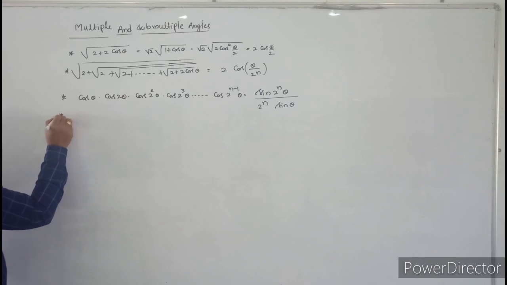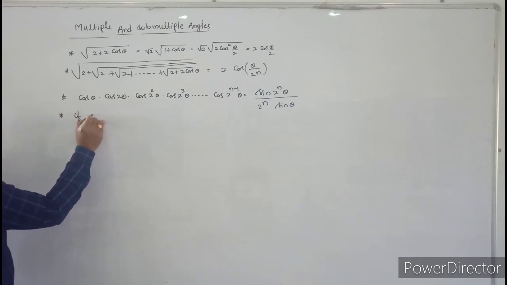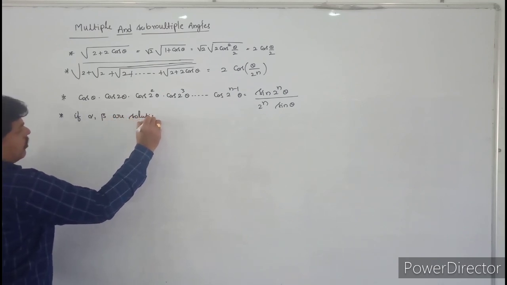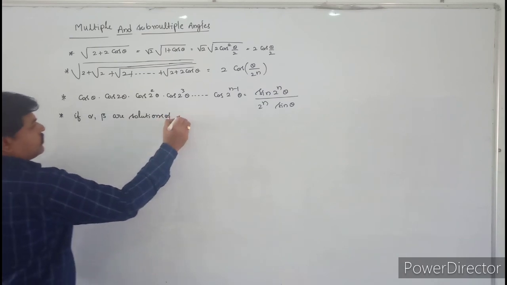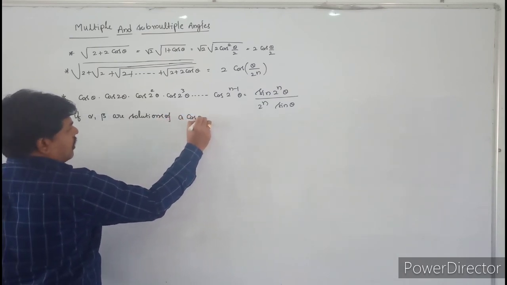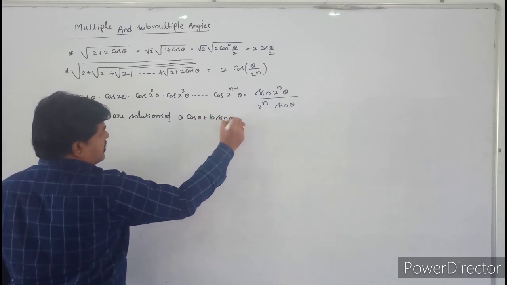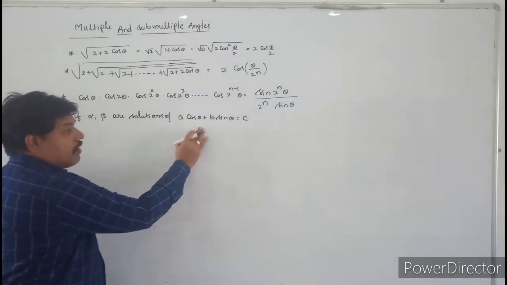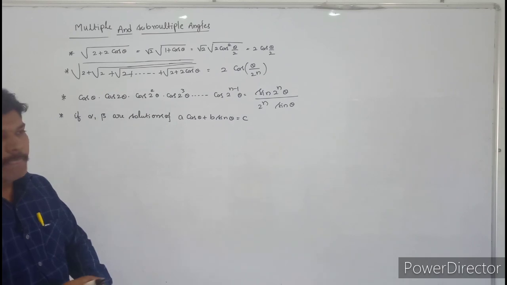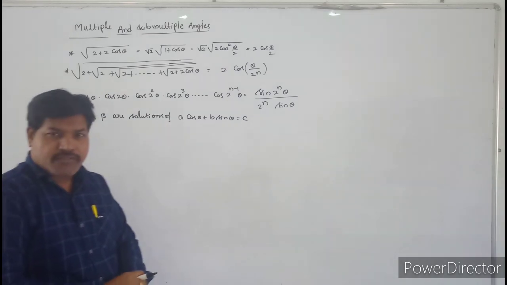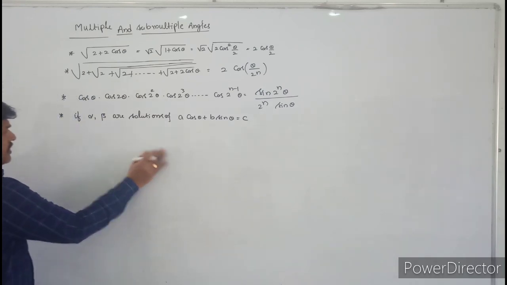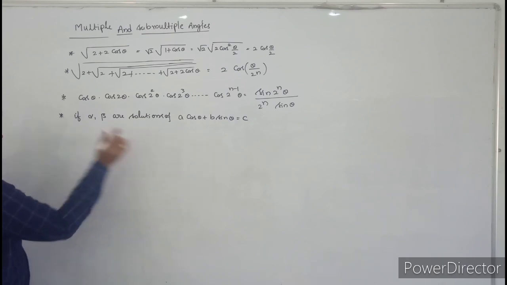So see the next. If alpha, beta are solutions of a cos theta plus b sin theta is equal to c. Alpha and beta are the solutions of a cos theta plus b sin theta is equal to c. So we will calculate sin alpha plus sin beta, cos alpha plus cos beta, tan alpha plus tan beta, all these values. So see this one, students. How to calculate all these things? Alpha and beta are the solutions of this equation.